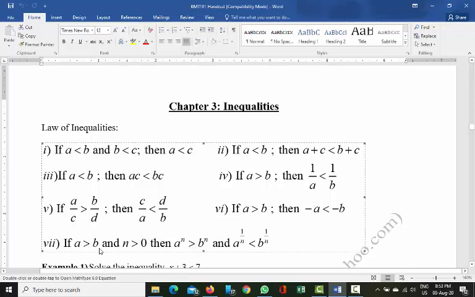If A is greater than B and N is greater than 0, that means the value of N is positive, then A to the power N should also be greater than B to the power N. But A to the power 1 by N should be smaller than B to the power 1 by N.